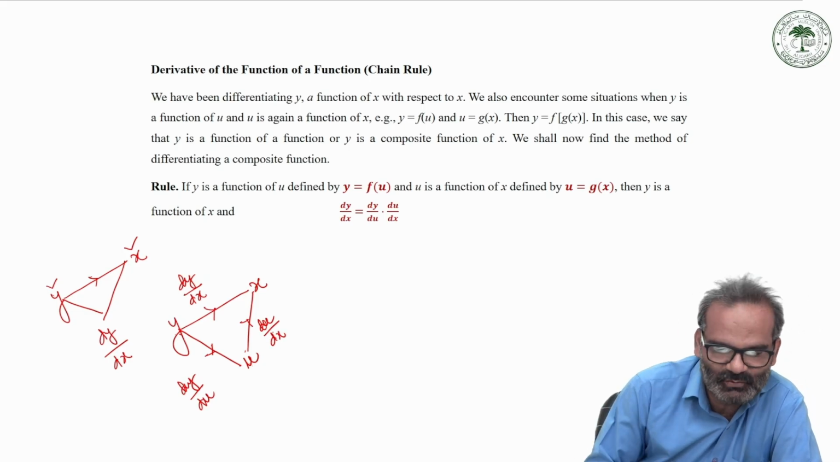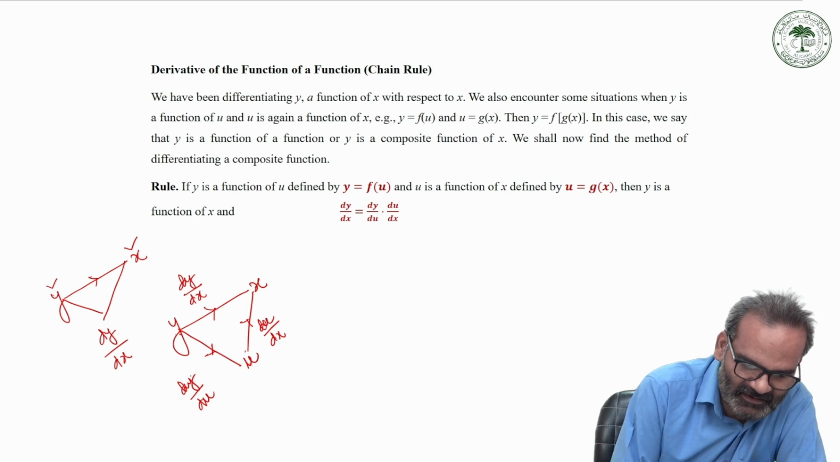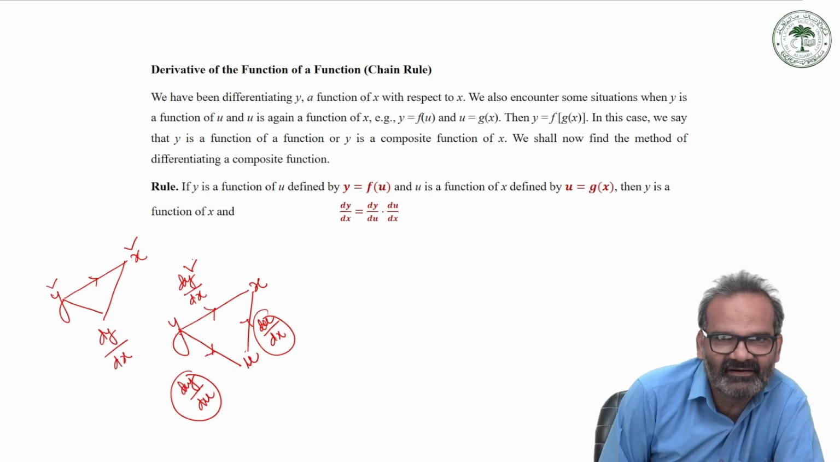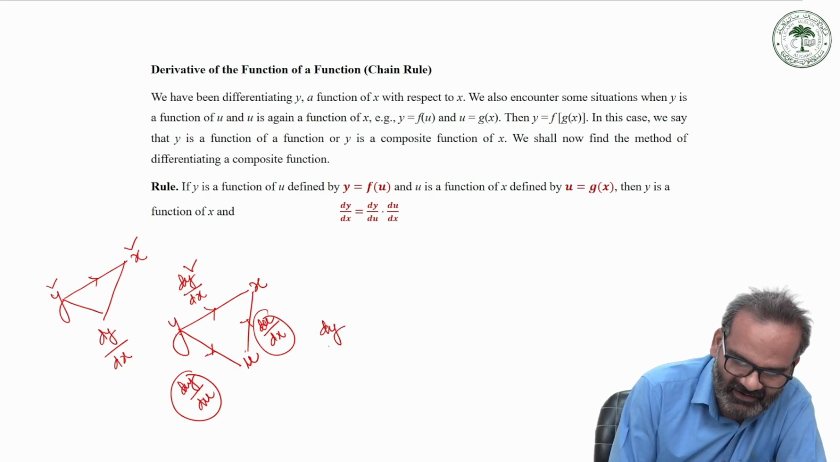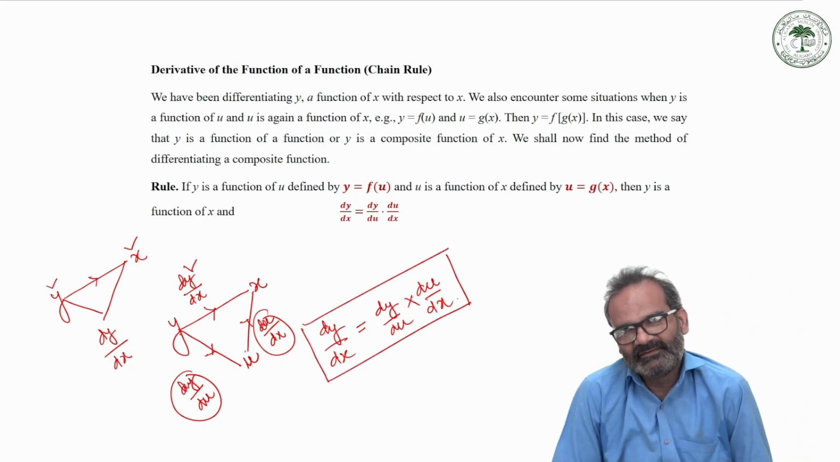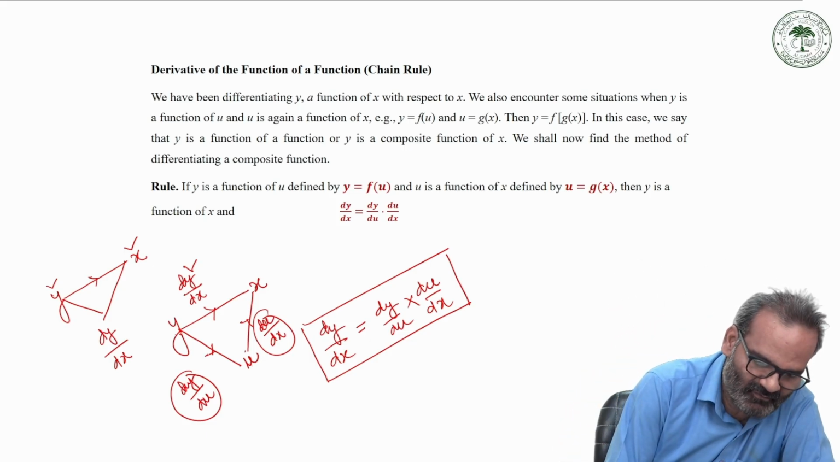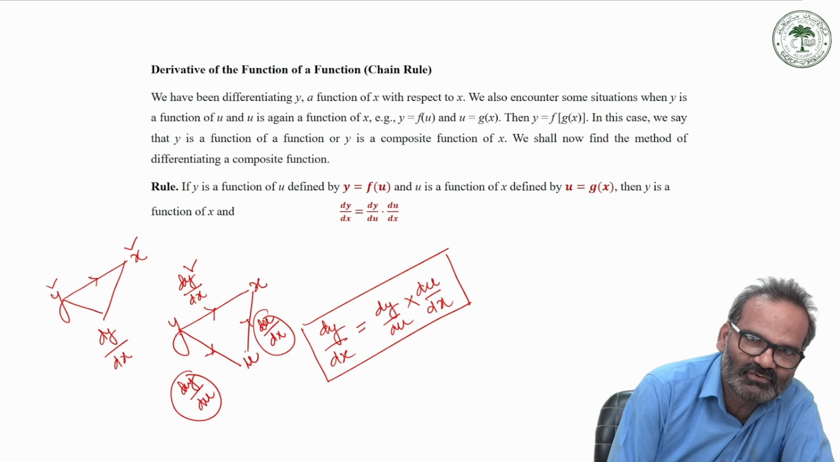Right? What we want to calculate? We want to calculate the same thing, that is dy over dx. So the product of this and this will give you the required derivative, that is dy over dx is equal to dy over du into du over dx. This is called the chain rule. Chain rule means we are making a chain. We are moving from y to u and then u to x.